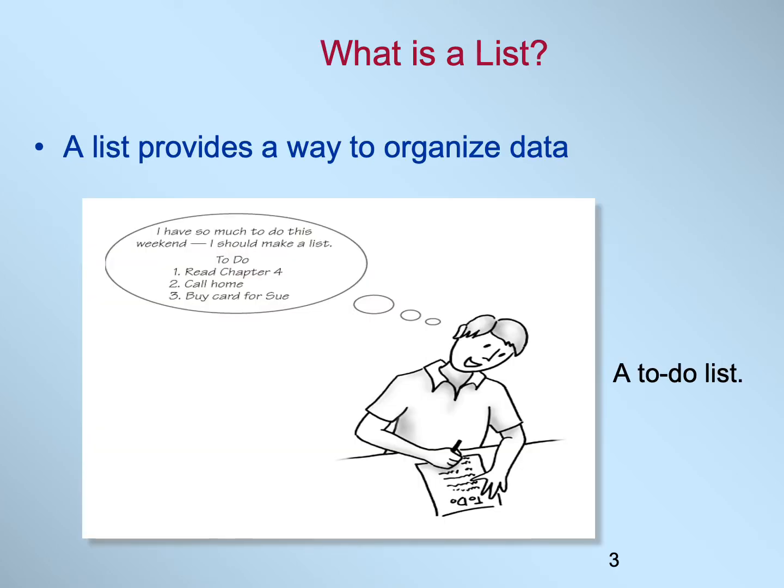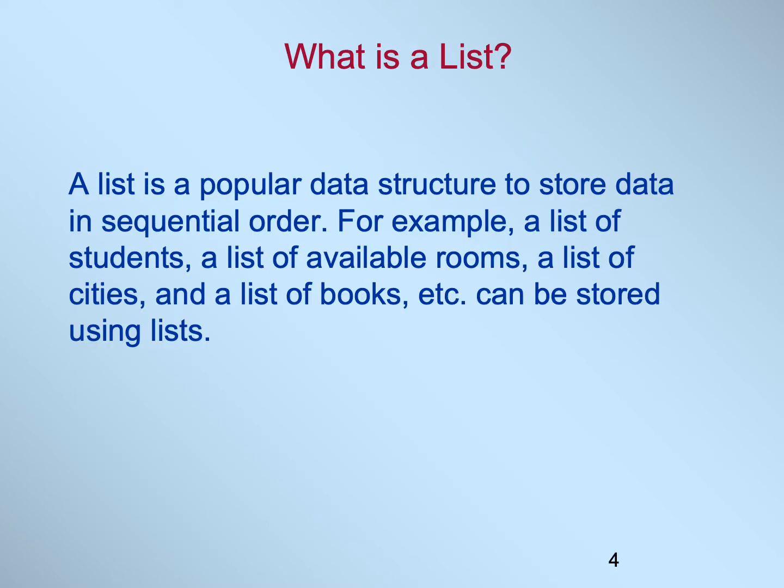What is a list? A list provides a way to organize data. For example, we can have a to-do list. So we have the first one, what we need to do, the second one, third one, and so on. A list is a popular data structure to store data in sequential order. For example, a list of students, a list of available rooms, a list of cities, and a list of books can be stored using lists.